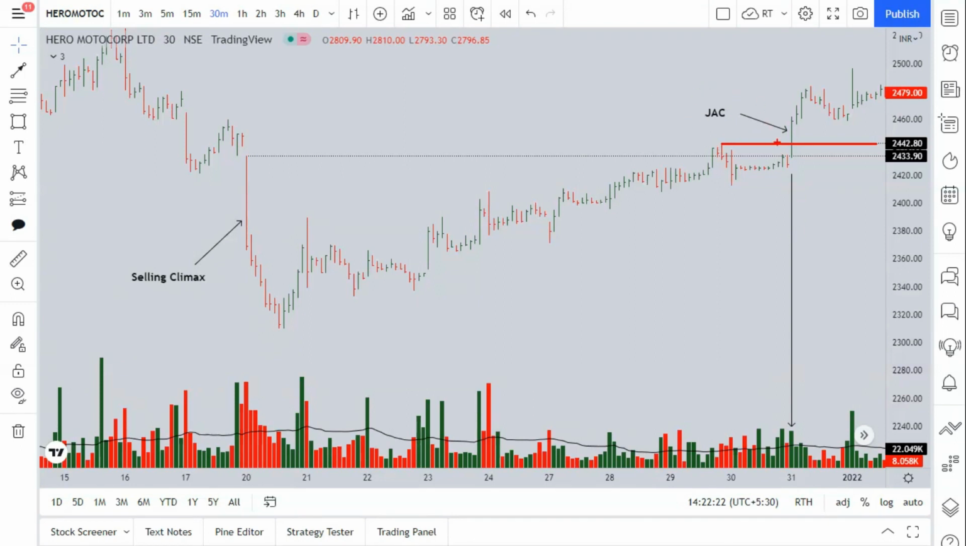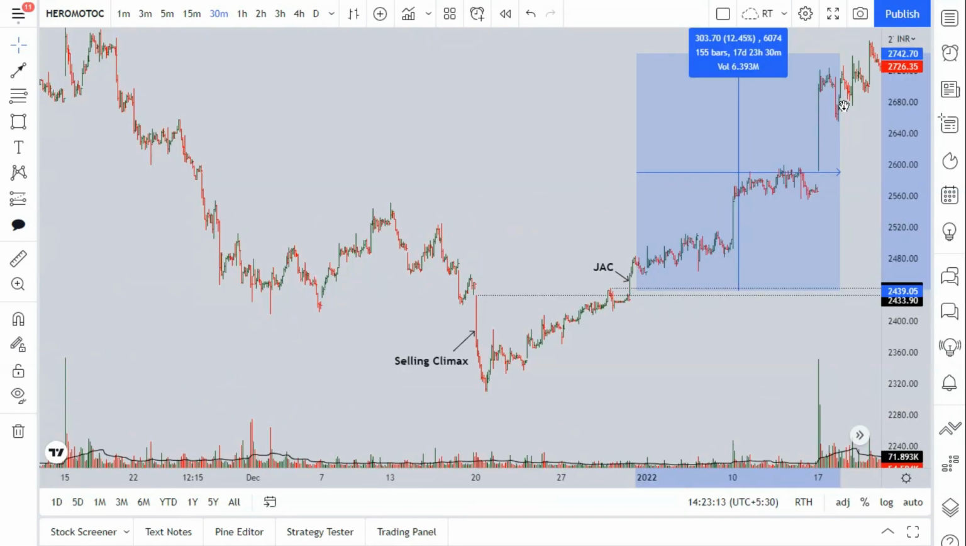Once we had a breakout of the selling climax, my 50% was also triggered. But unfortunately, I didn't enter with my other 50% here, and instead I entered around these levels. This was my actual trade. Based on that, I had a good opportunity and gained around 300 points in this one stock. I held it for around 15 to 17 days.